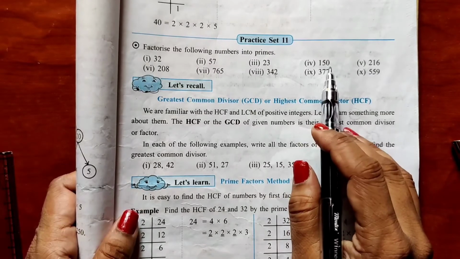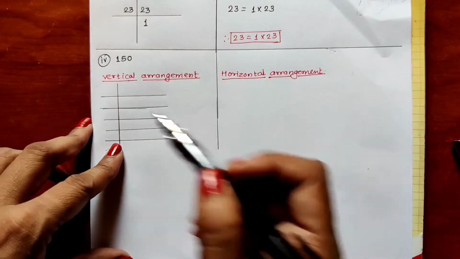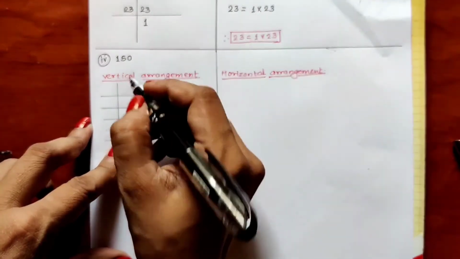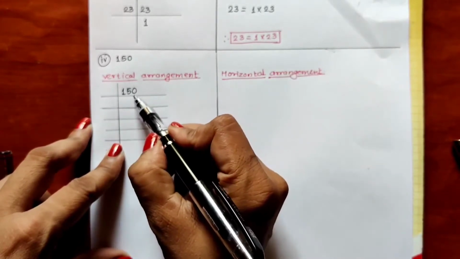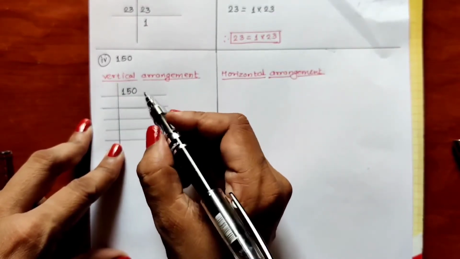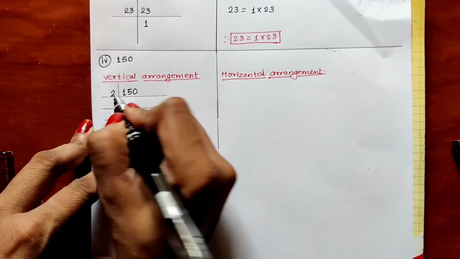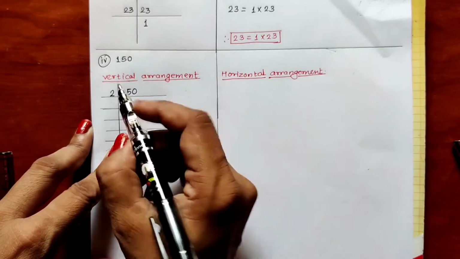So next number is 150. Let us solve. We will solve by both methods again, one vertical as well as horizontal. We write 150 here. As we all can see, 0 is there in the unit place. That means this 150 is an even number and it is divisible by 2. So first factor is 2. 150 divided by 2, what do we get?